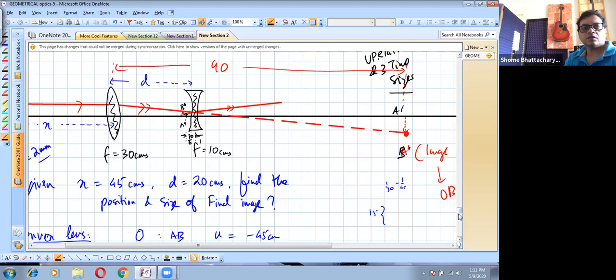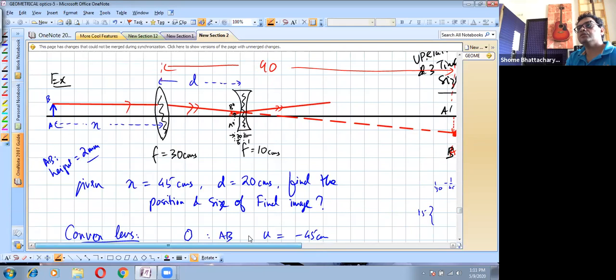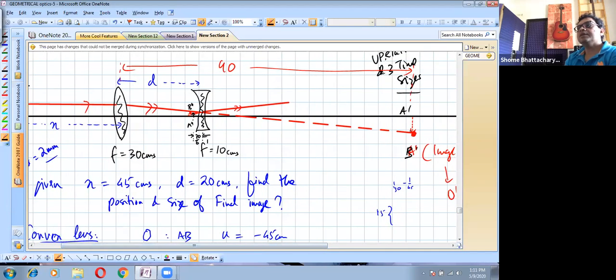Okay. Last calculation, okay, I'll check the calculation. So, given x is 45, this focal length is 30. So you're seeing this is at a distance of 90. Okay, so that is how you're getting this diagram above, that A prime, B prime is at a distance of 90 centimeters from this one. But actually those rays are not going all the way to A prime, B prime.